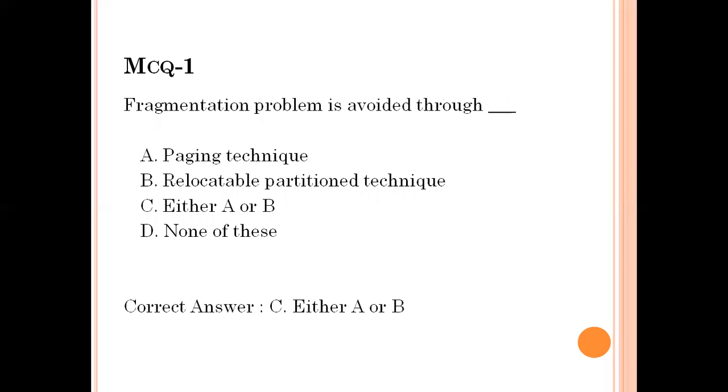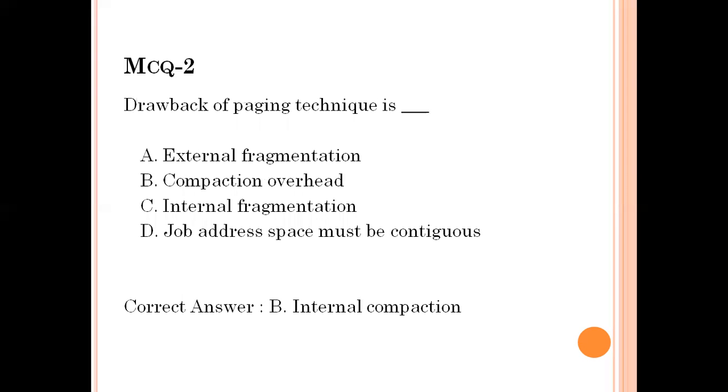Let us take some few simple multiple choice questions. Fragmentation problem is avoided through paging technique, relocatable partition technique, either A or B, none of these? Because with both A and B we can avoid fragmentation problem, because fragmentation problem comes only in partition technique. So the correct answer is B. Sorry, correct answer is C, either A or B. Drawback of paging technique is external fragmentation, compaction overhead, internal fragmentation, job address space must be continuous. So first one, second one, and the last one are wrong. The correct answer is C.